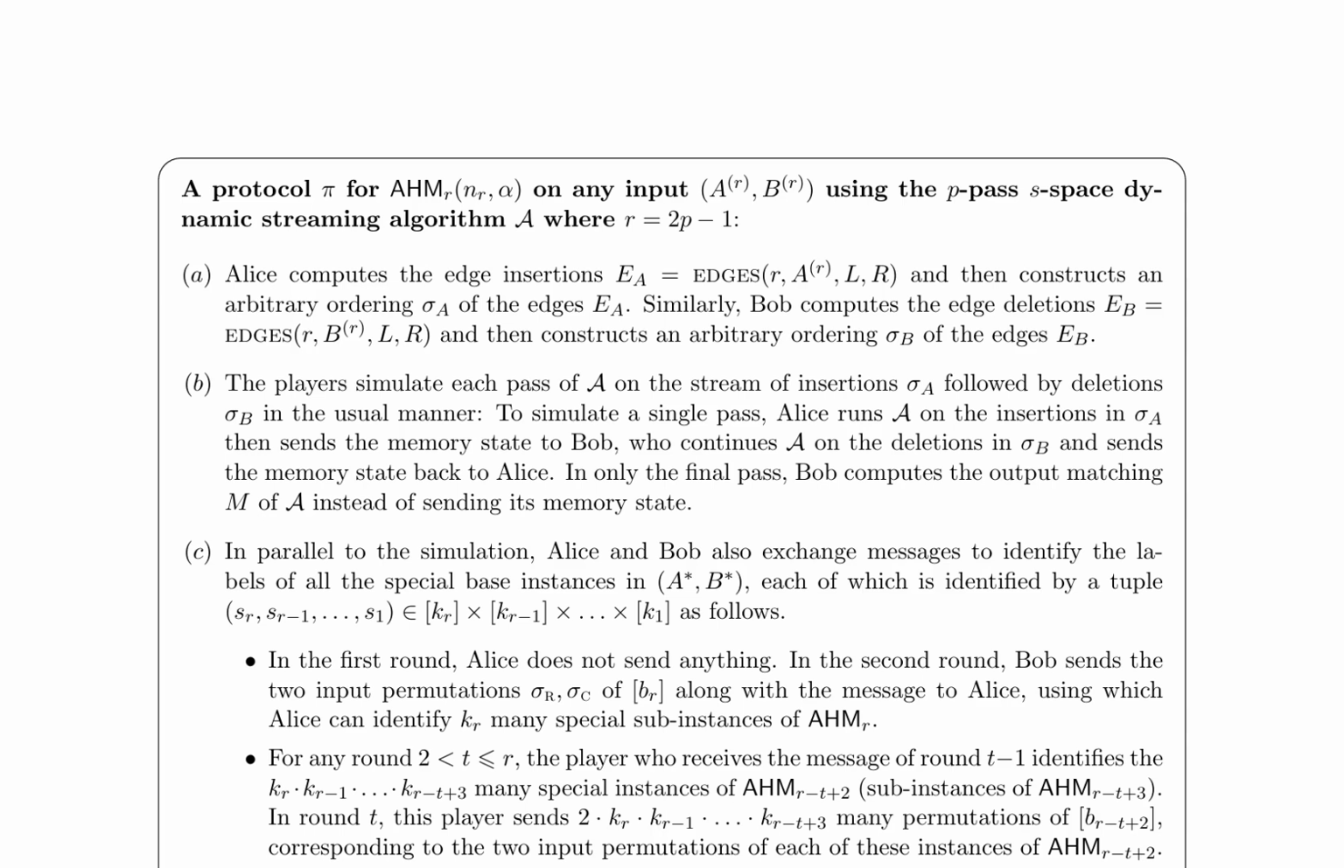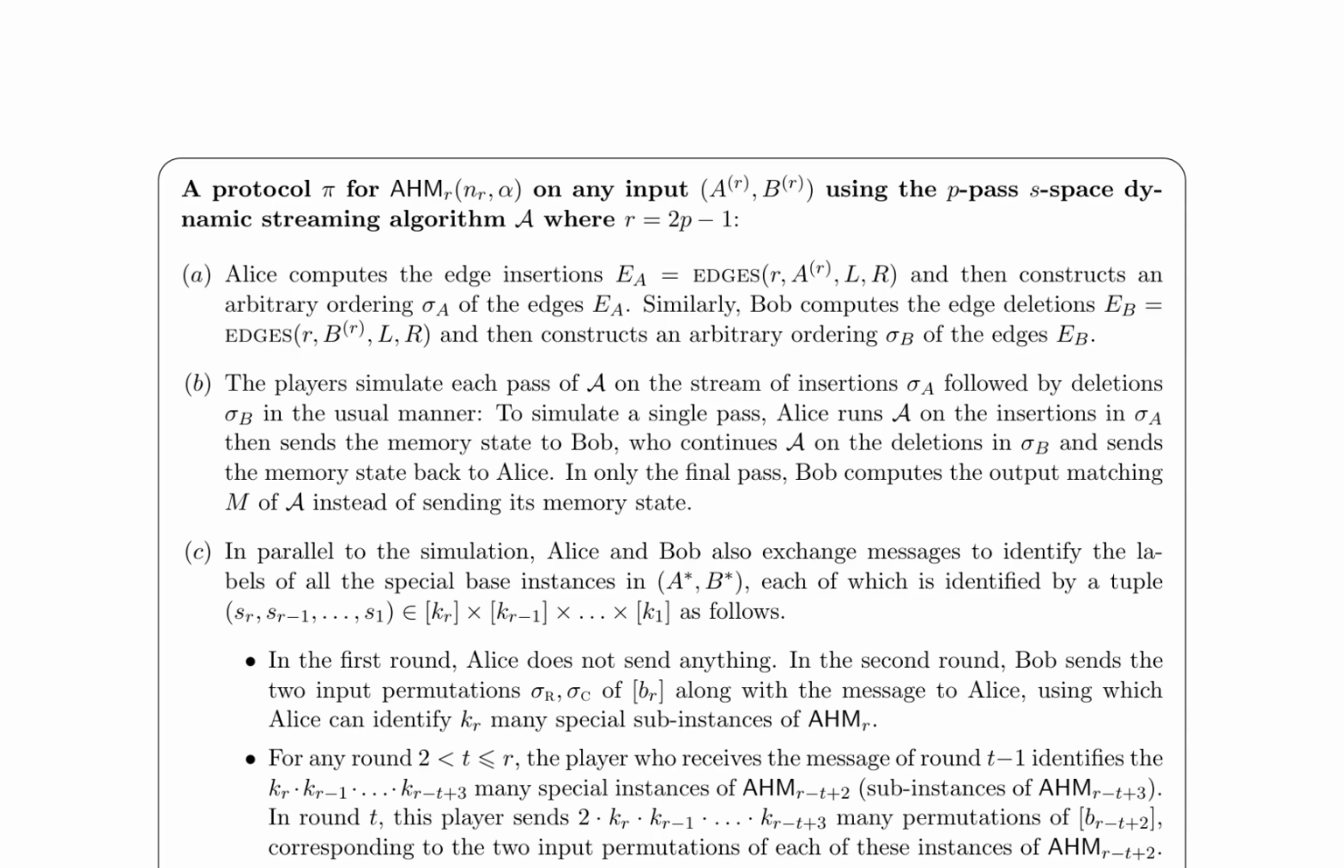In the first step, Alice computes edge insertions EA and constructs an arbitrary ordering sigma A of these edges, while Bob computes edge deletions EB and constructs an arbitrary ordering sigma B of these edges. The players then simulate each pass of A on the stream of insertions sigma A followed by deletions sigma B. In the final pass, Bob computes the output matching M of A instead of sending its memory state.